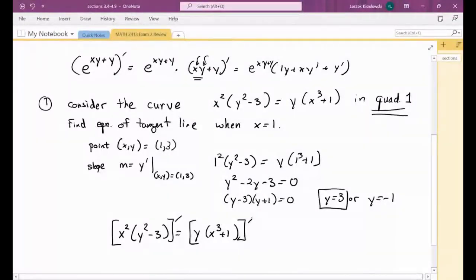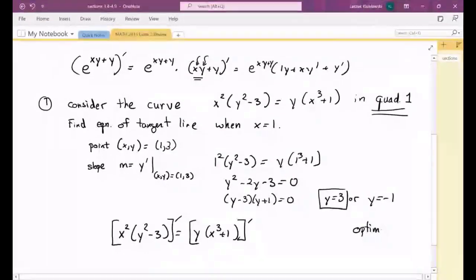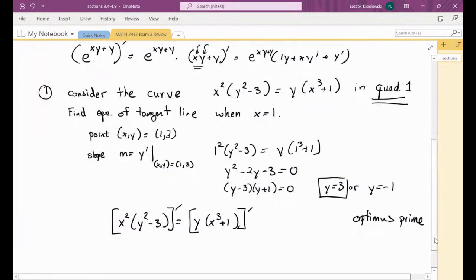Does anybody know why Optimus Prime is the mascot? They already used this show class? Why Optimus Prime is the mascot for Calculus 1? Does anybody see the wordplay? Okay. In order to optimize, you need to be able to differentiate according to Optimus Prime.